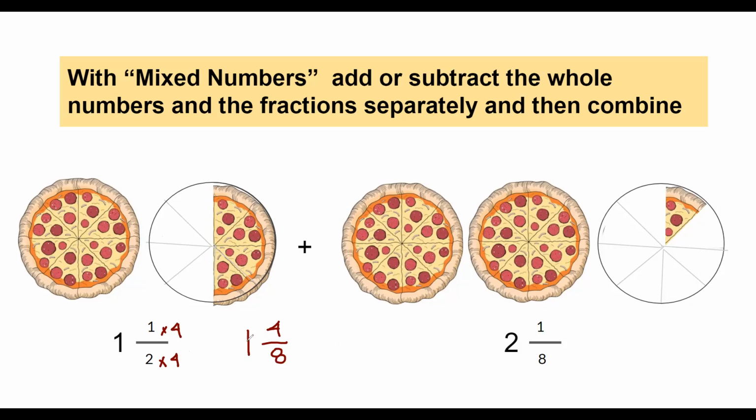Now we'll add the whole numbers together. 1 plus 2. We have 3 whole pizzas. 1, 2, 3. Visually, we can see that. And now we add the fractions. 4 plus 1 is 5. And we don't add the bottom. We don't add 8 and 8. We just leave that eighths. 3 5/8 of a pizza would be our answer.